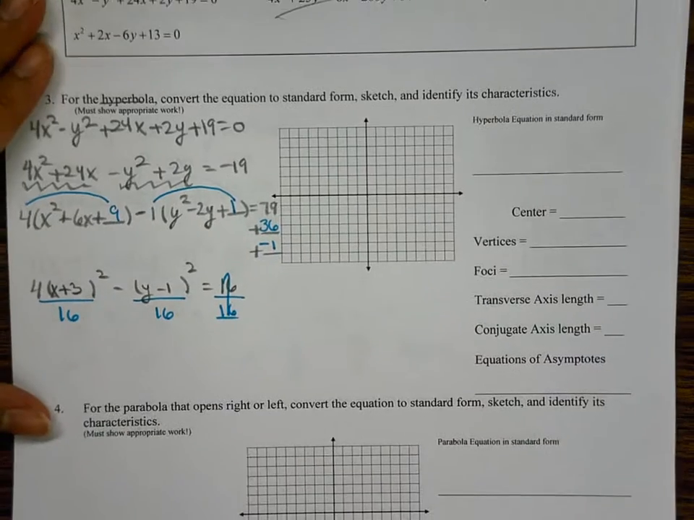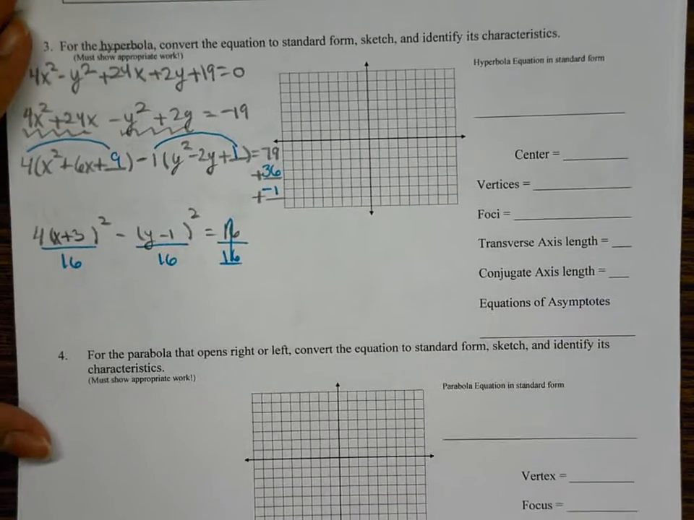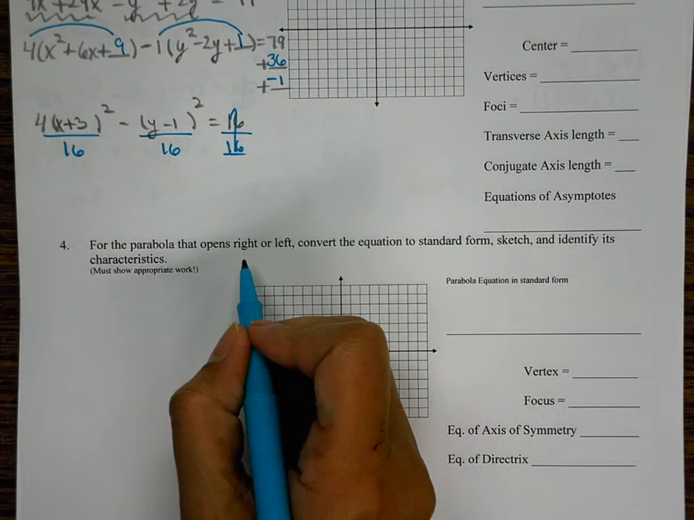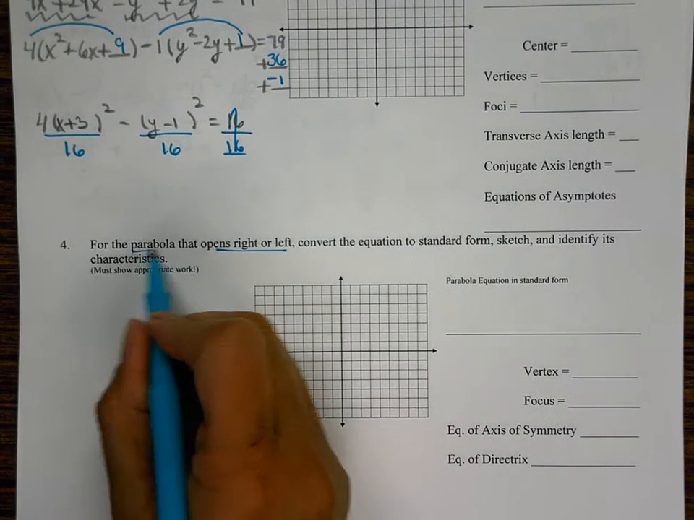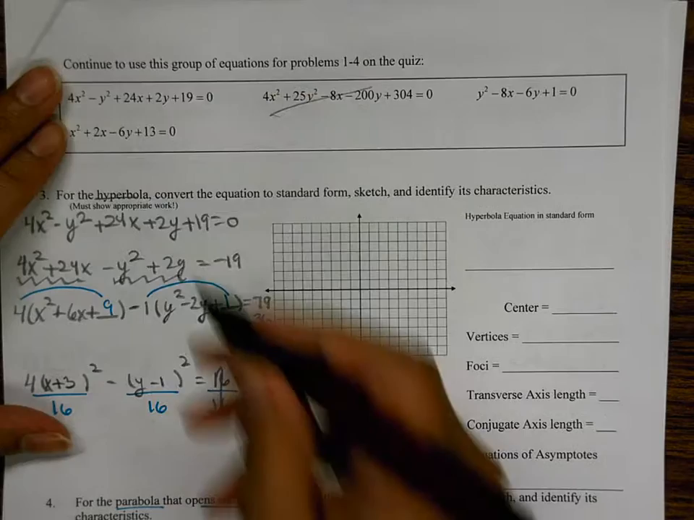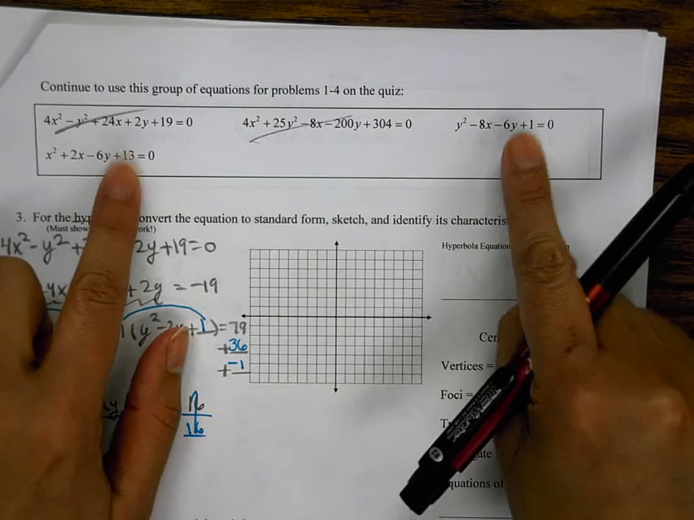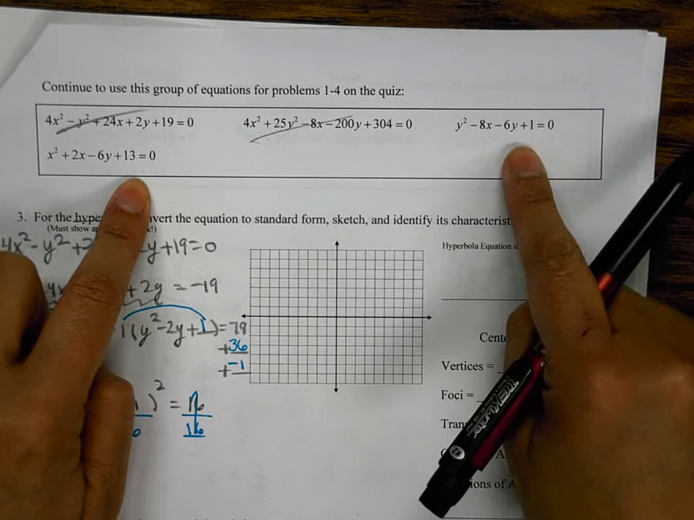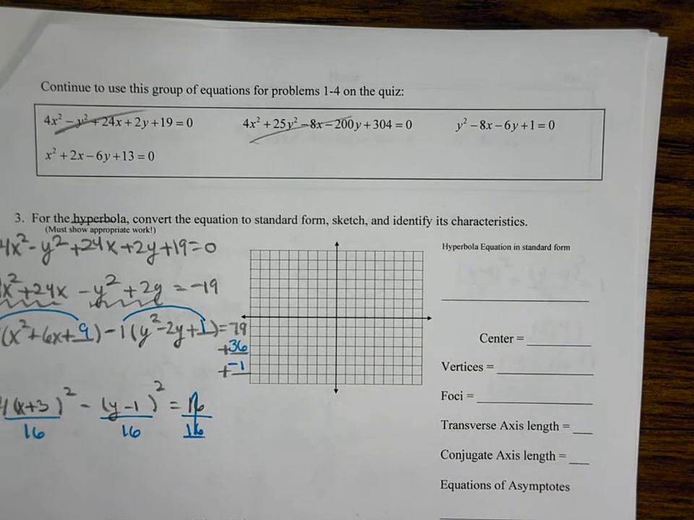All right. The last one I want to talk about is number 4. And this one is asking for the parabola that opens right, left. So specifically, there's 2 left. Let's see, we've used these 2. Both of these are parabolas because they both have only 1 squared. Which one is the one that opens right or left?